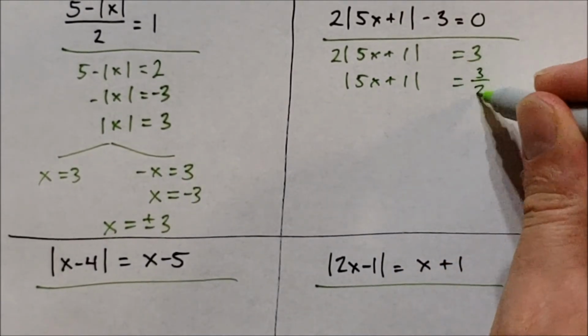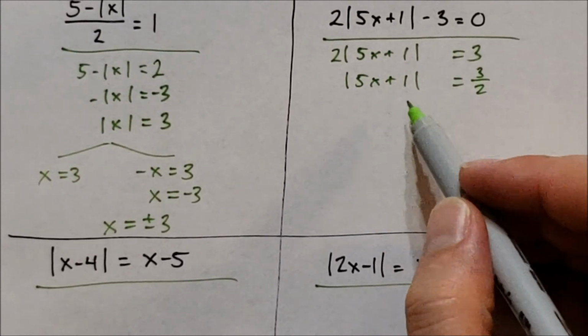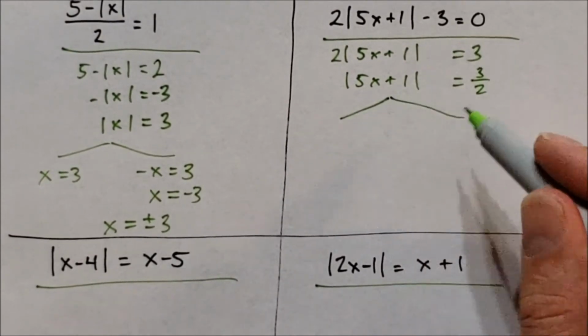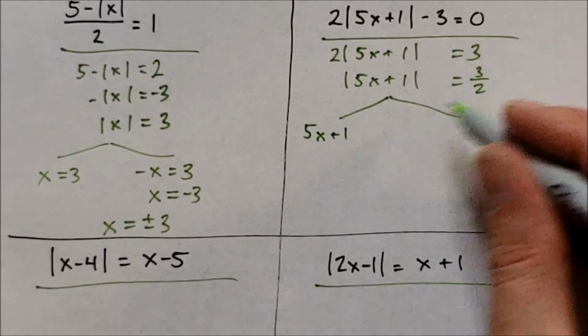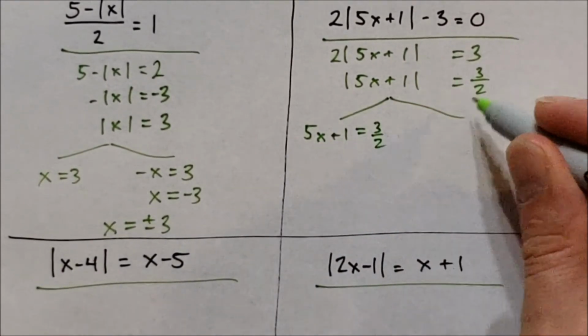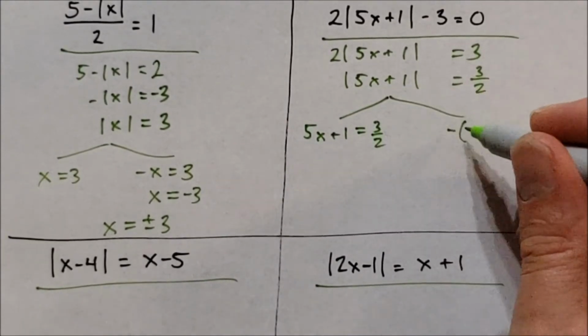Dividing by 2, we have 3/2 equals the absolute value of 5x plus 1. Now we can break this up into two problems. The positive side equals 3/2, and the negative side is negative whatever's inside the absolute value bars.